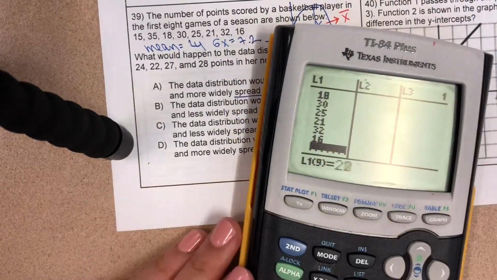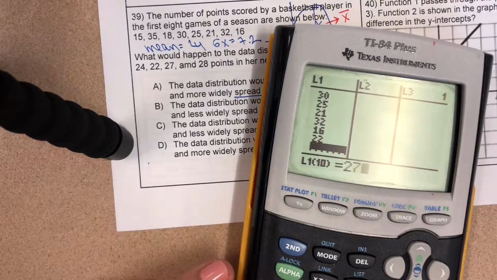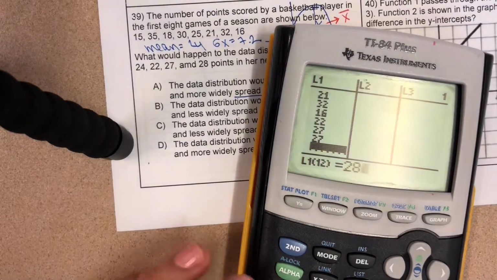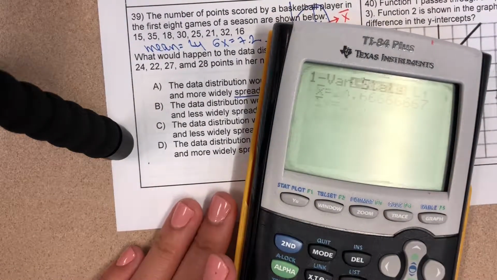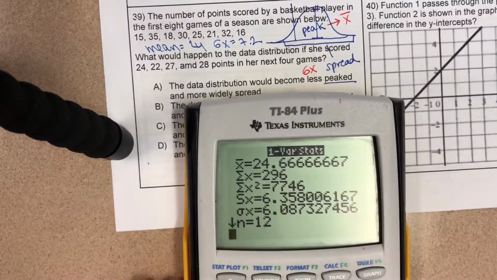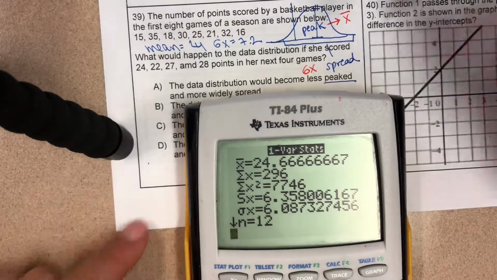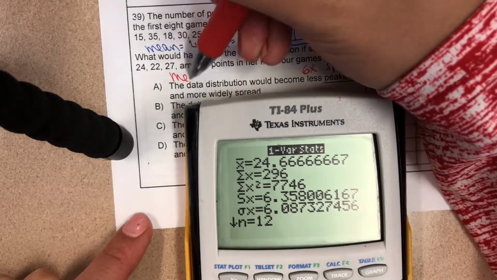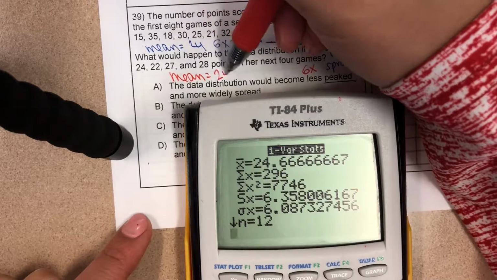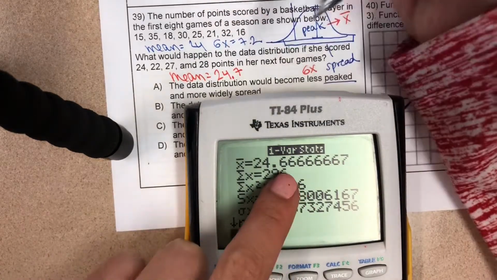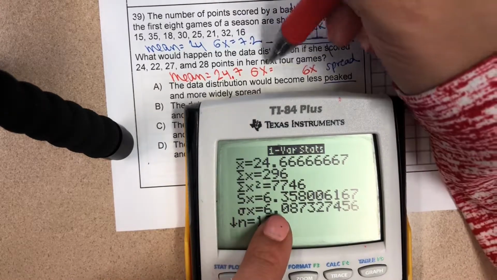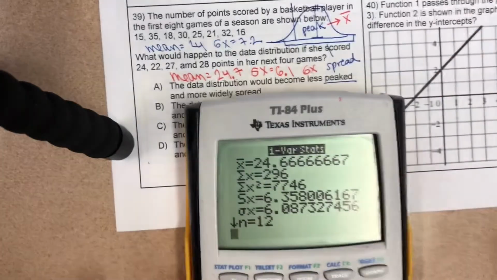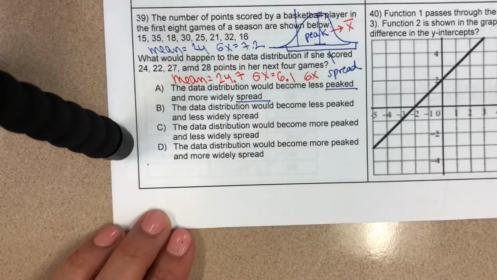22, 24, 27, and 28. I go back to stat, calc, and 1, and now I'm going to find out my new mean and my new standard deviation. So with these 4 points right here, my mean changes to 24.7, and then my standard deviation turns into 6.1. So how did that change everything?